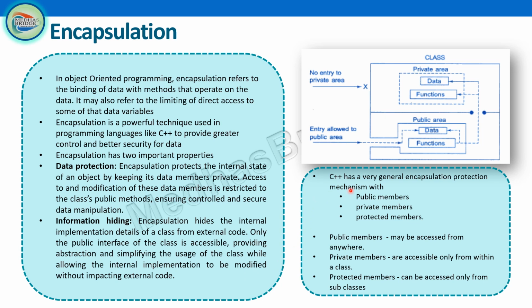A class has a general encapsulation protection with public members, private members, and protected members. Public members may be accessed from anywhere. Private members are accessible only from within a class. Protected members can be accessed only from subclasses.